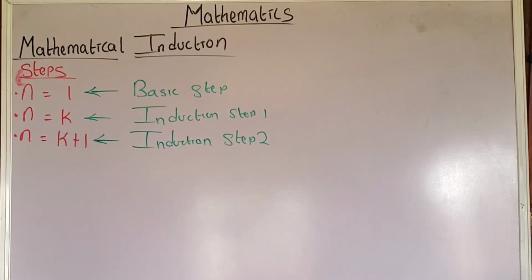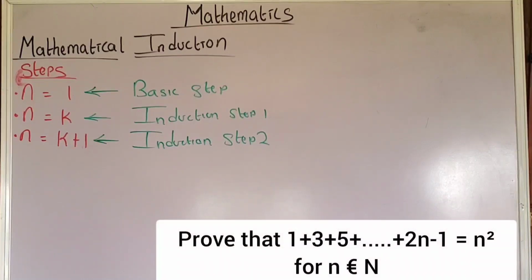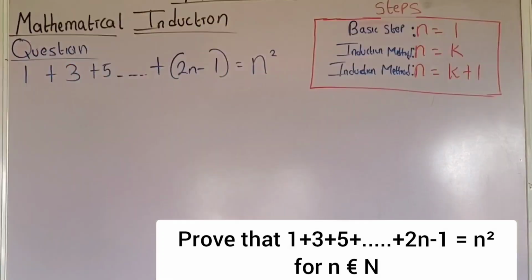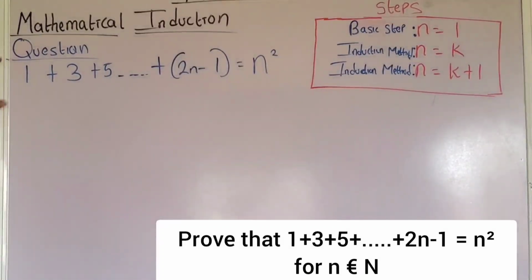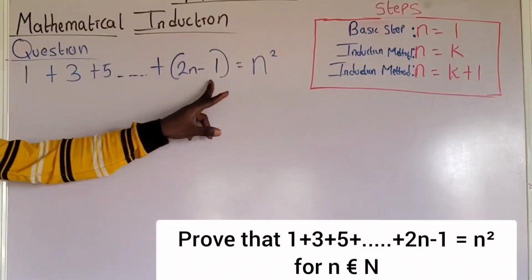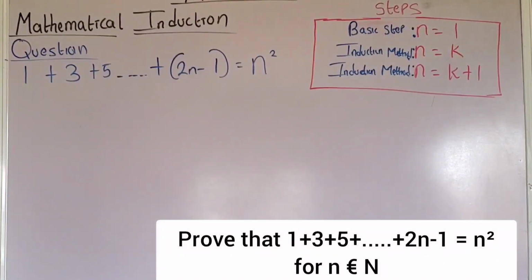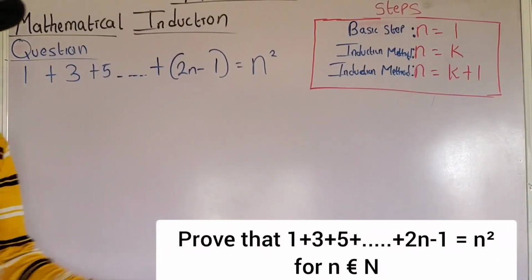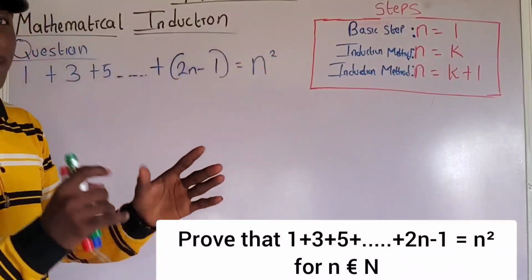Take this question. Prove that 1 plus 3 plus 5 plus dot dot dot plus (2n minus 1) is equal to n raised to the power of 2 for all values of n being an element of the real numbers. We are asked to prove that 1 plus 3 plus 5 dot dot dot plus (2n minus 1) equals n squared. Now, we are going to use the steps that I told you.